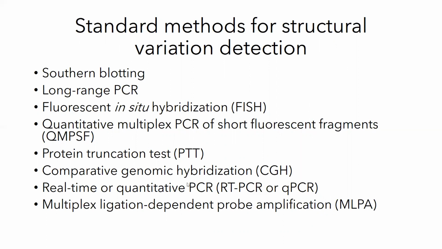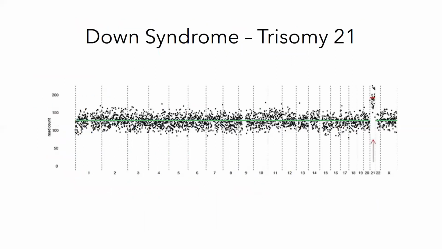These are some standard methods that are used for structural variation detection, but all these methods are limited because they are designed to target either one or a few specific loci. We can't use them in order to detect structural variations throughout the whole genome. So for this course, we will study more high-throughput methods, and we will start from the SNP array.